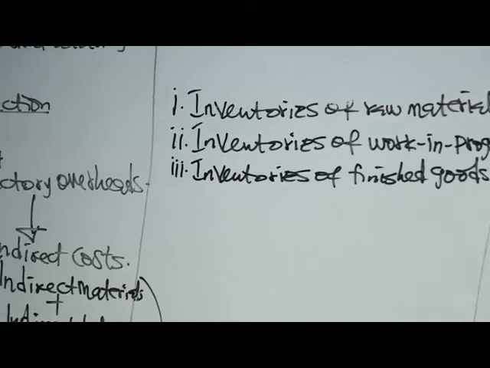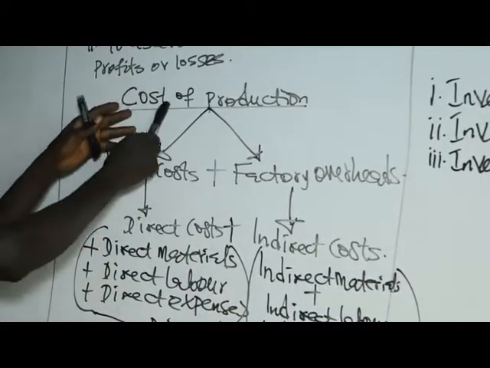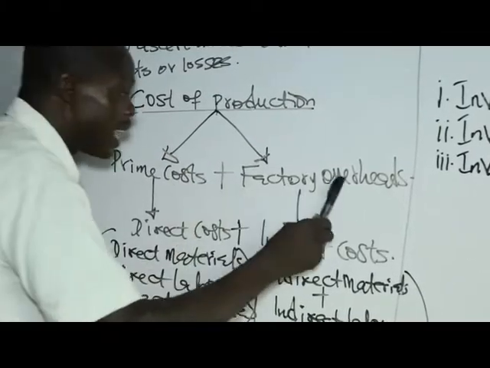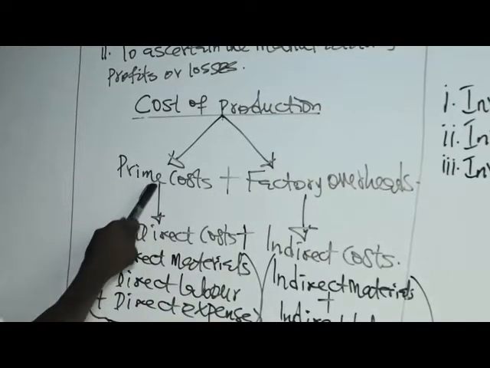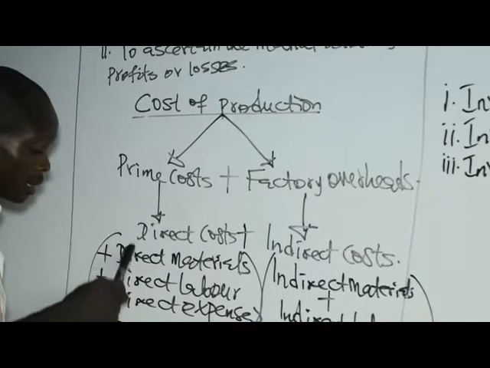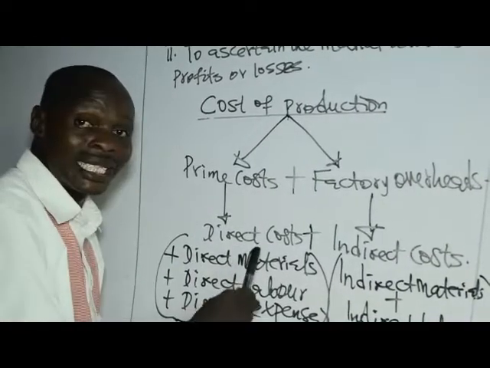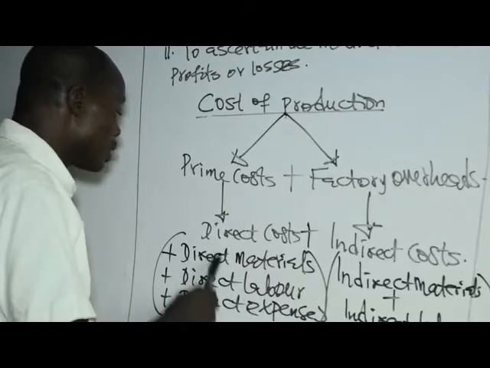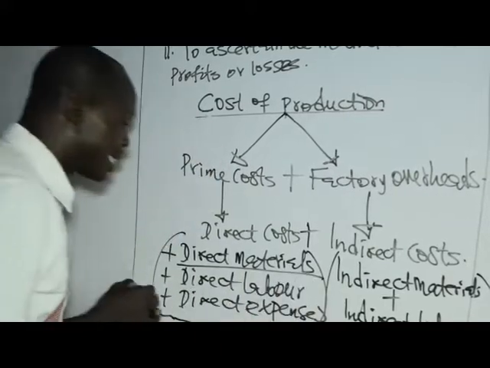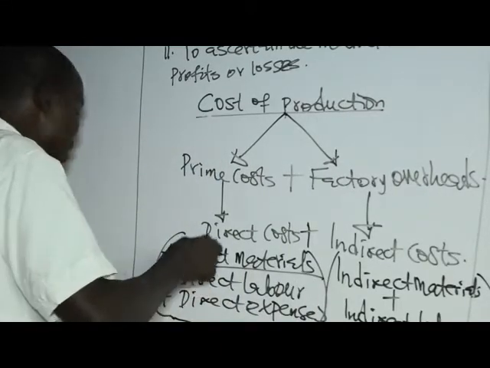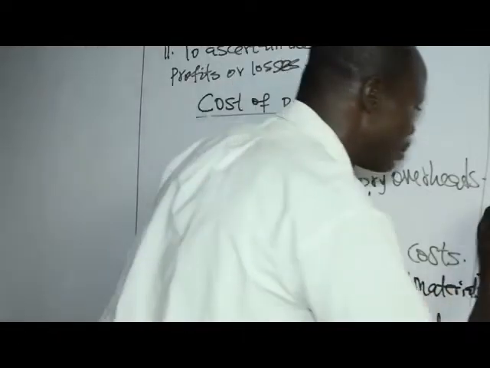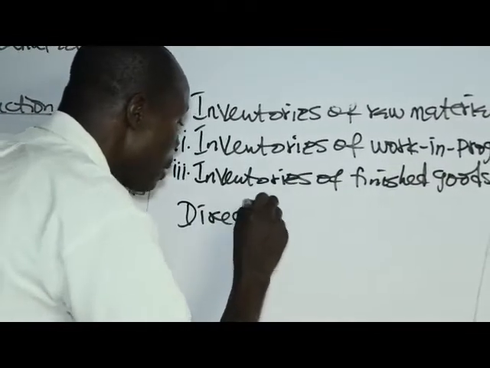Now, remember I told you earlier that the cost of production comprises the prime cost and the factory overheads. And I've told you that the prime cost is the aggregate of the direct materials, direct labor, and direct expenses. In short, prime cost is the direct cost. So I want to start with the direct materials as a component of the prime cost. What are direct materials?